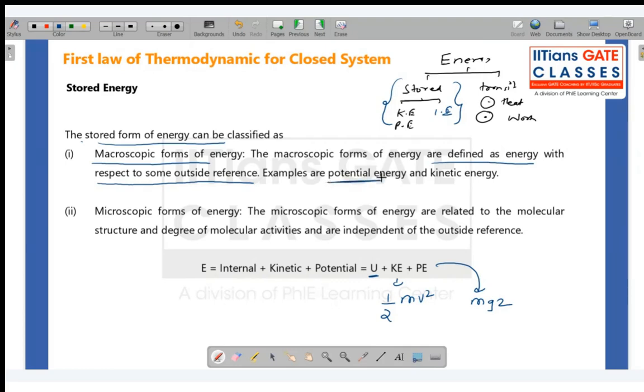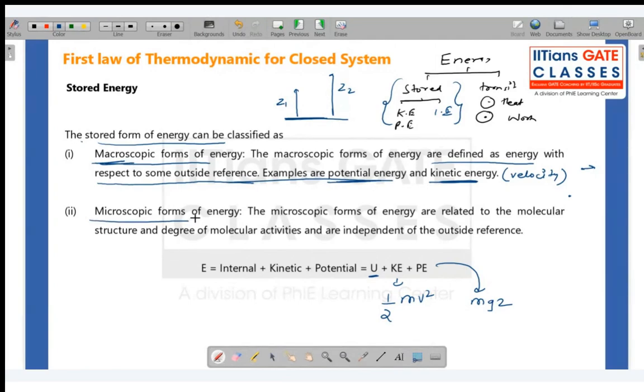So you see, potential energy is always defined with respect to a reference. If you take some reference, this is Z1, this is Z2 or whatever. And also kinetic energy, that means velocity, is always defined with respect to something. There is no absolute velocity. So you define it with respect to this body having some velocity. So this depends on outside references. That's why they are called macroscopic forms.